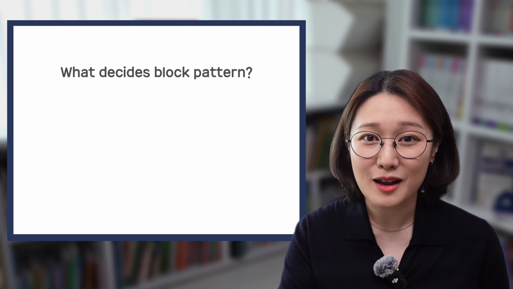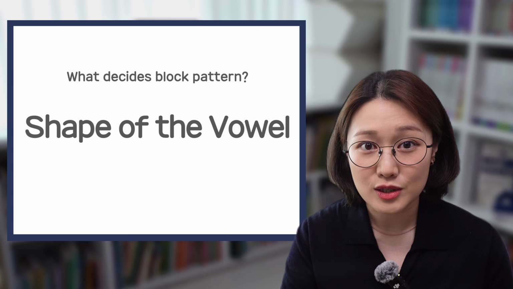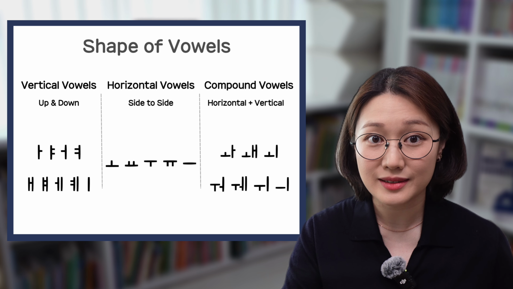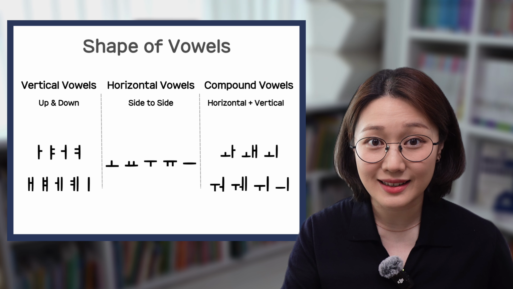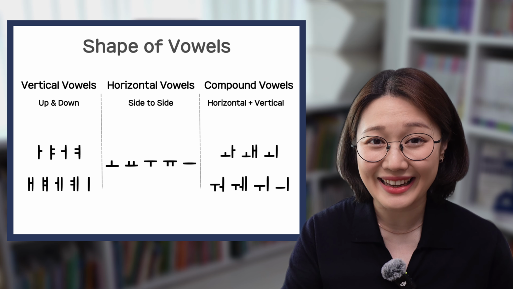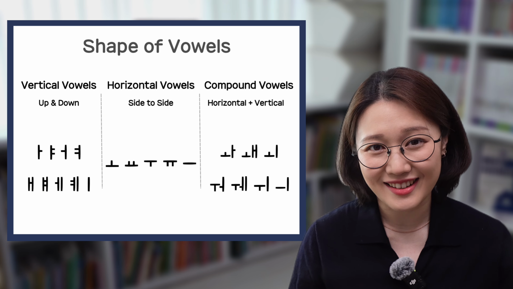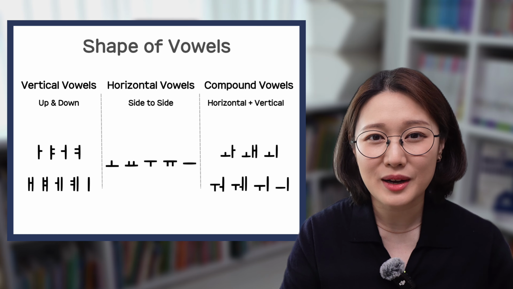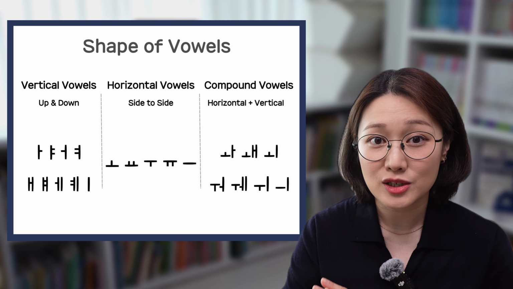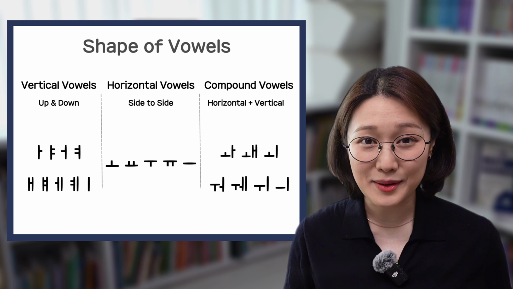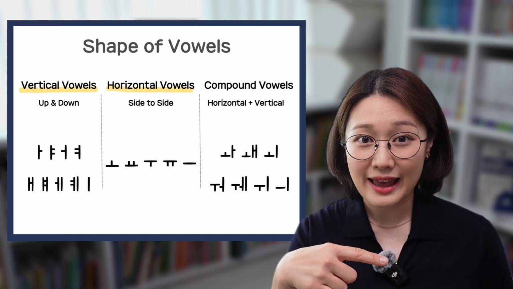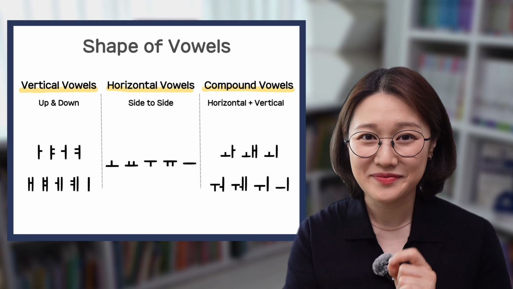Okay, the syllable block pattern depends on the shape of the vowel. Let me show you the Korean vowels. We have not learned the consonants and vowels yet, so right now they may just look like lines, like vertical lines, horizontal lines, but each one has its own sound. So we can group these vowels by shape, like this. I'll call them vertical vowels, horizontal vowels, and compound vowels.